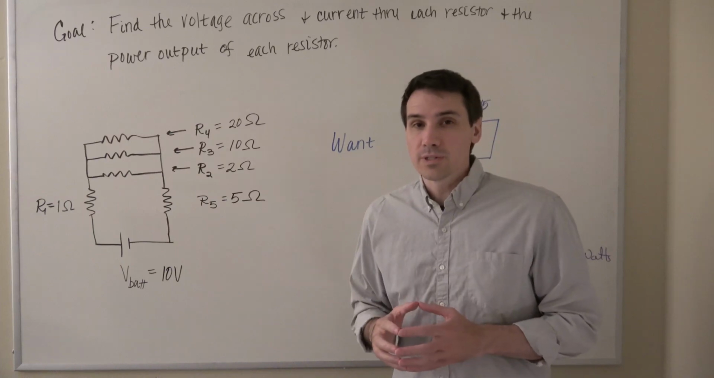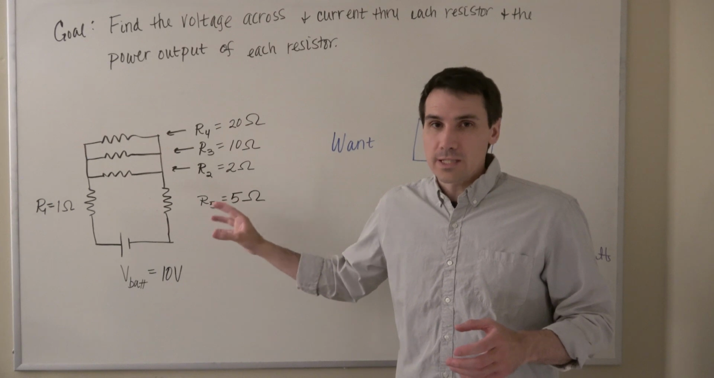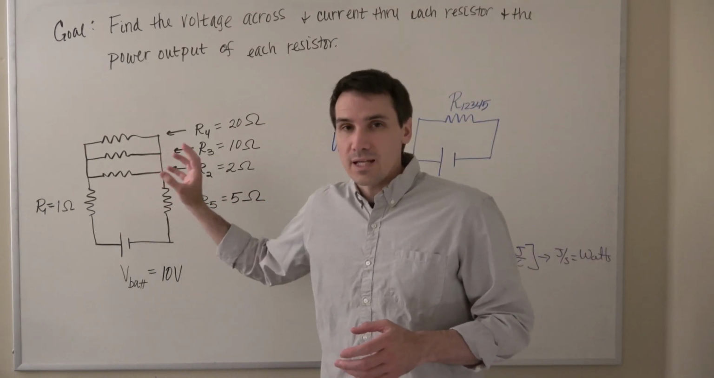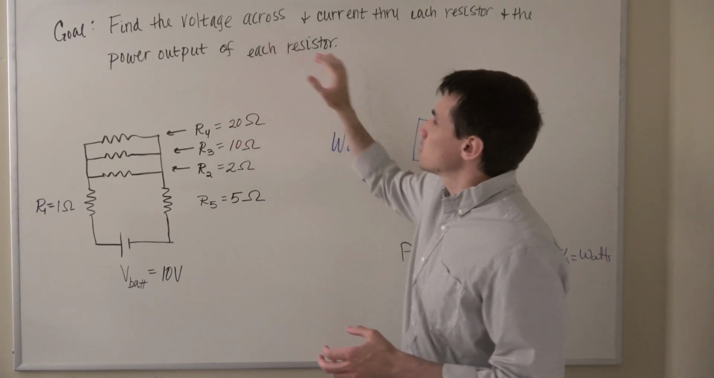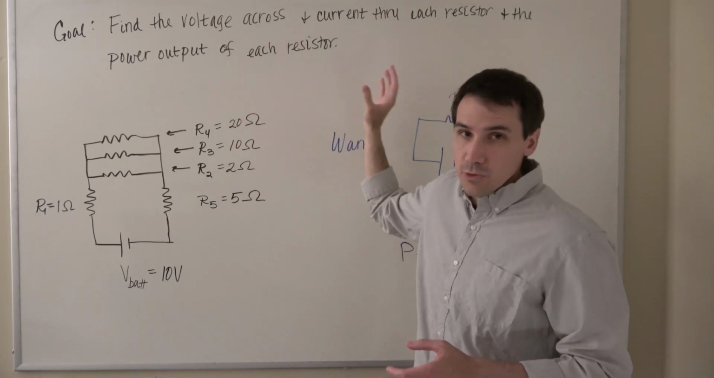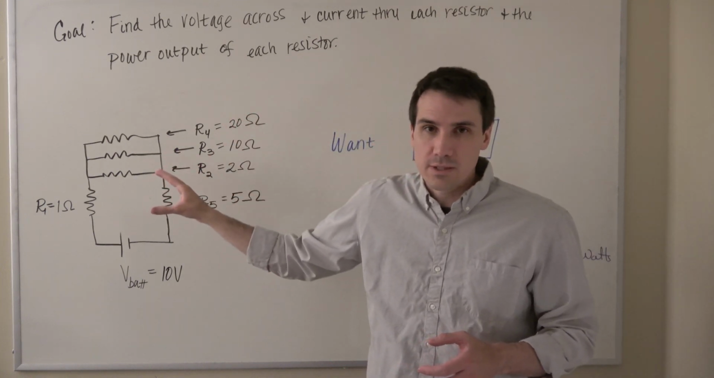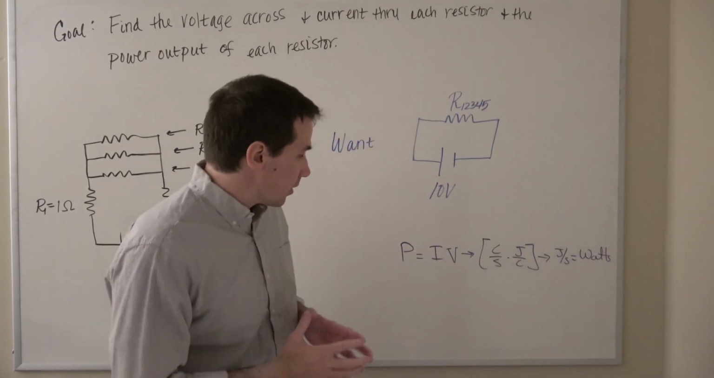In this video, we are going to discuss techniques for analyzing slightly more complex circuits involving resistors in series and parallel combined. Our goal is to find the voltage across, the current through, and the power output of each of these resistors. The new concept that we haven't seen before is power output.